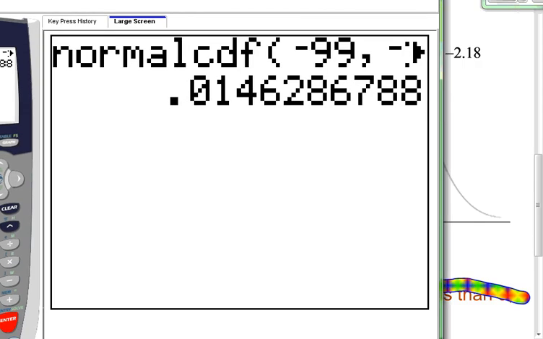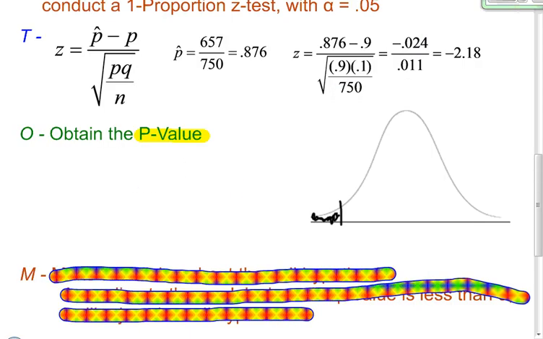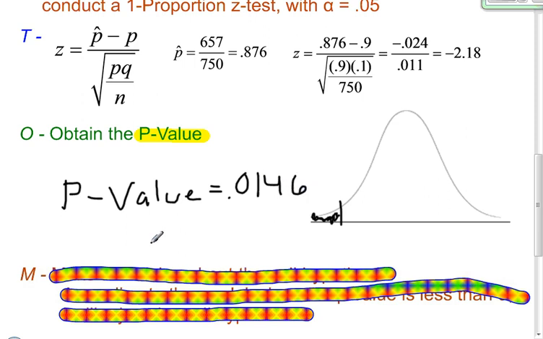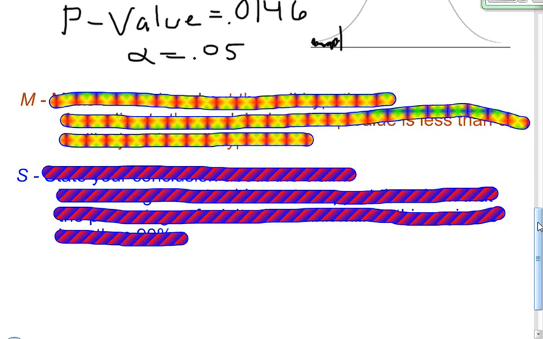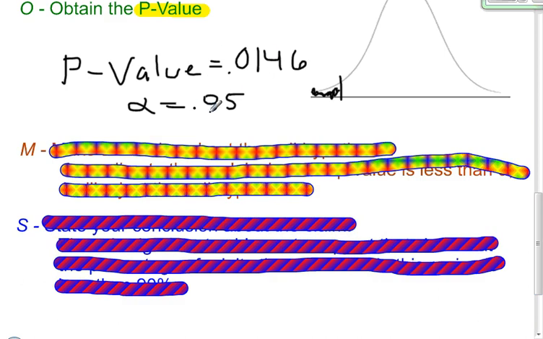So here we go. Let me minimize my calculator, and I get a p-value that is equal to 0.0146. And remember, I always want to compare my p-value to alpha. Well, my alpha, if you remember at the beginning, was 0.05. So it's pretty easy to see that my p-value is less than alpha. Okay, that's what I'm looking at.